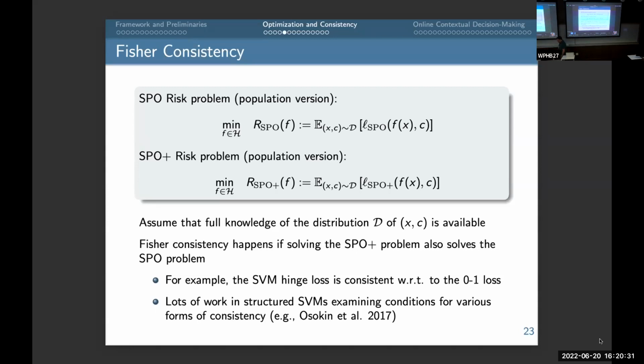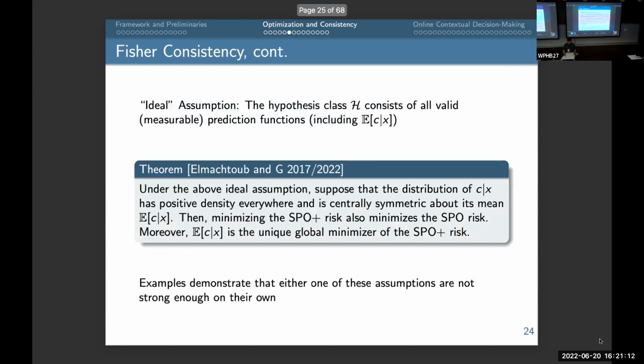In this sanity check ideal situation, if we actually minimize the expected risk with respect to SPO plus, do we recover a solution for the expected risk with respect to SPO, the decision cost that we care about? Does the surrogate work in this super ideal situation? That's what Fisher consistency is asking for. And this is a classical property of statistical models. It's been demonstrated, for example, for the SVM hinge loss to show that it's consistent with respect to the 0-1 loss. Also, there has been lots of work on structured SVMs examining similar things. Structured SVMs are a version of multi-class classification, examining various conditions for different forms of consistency.